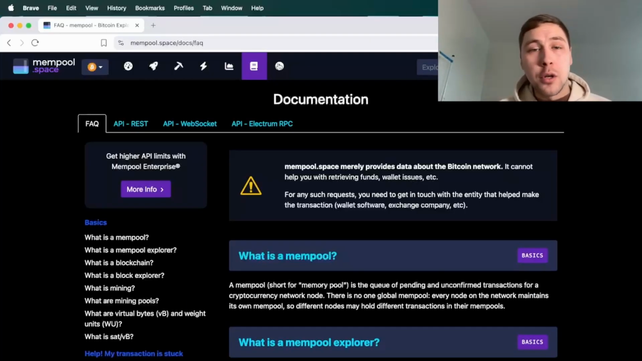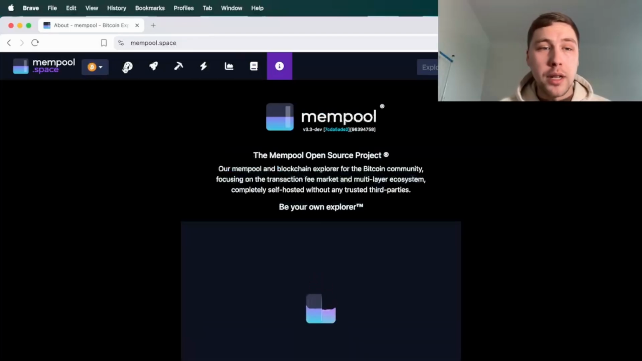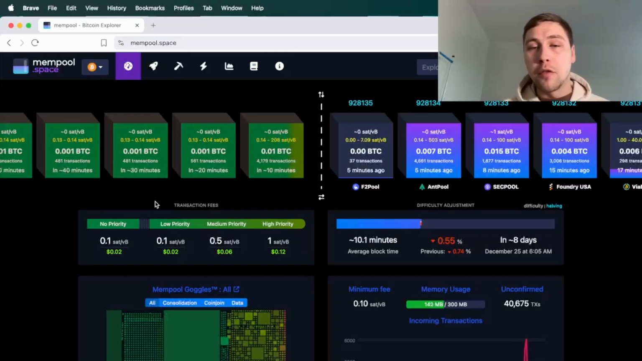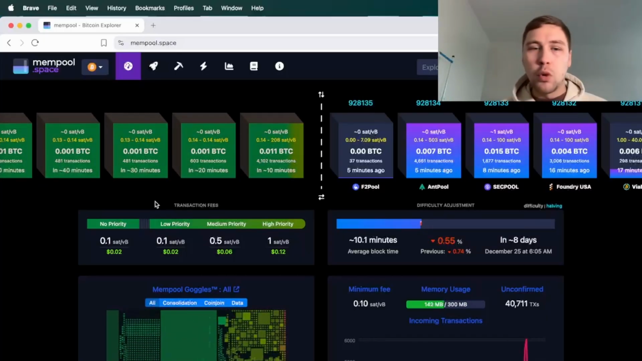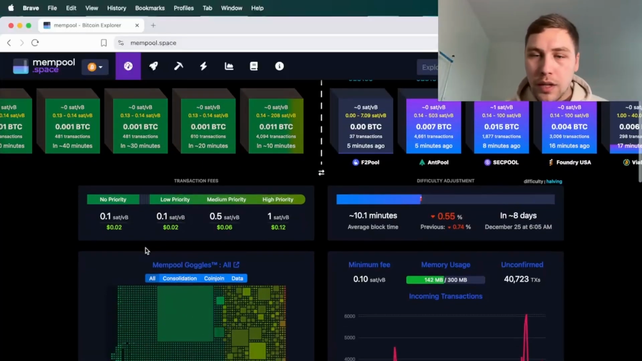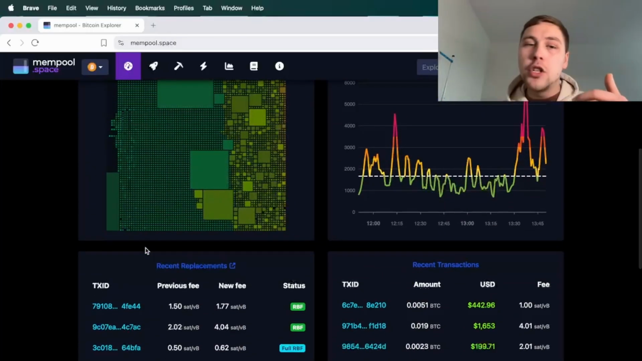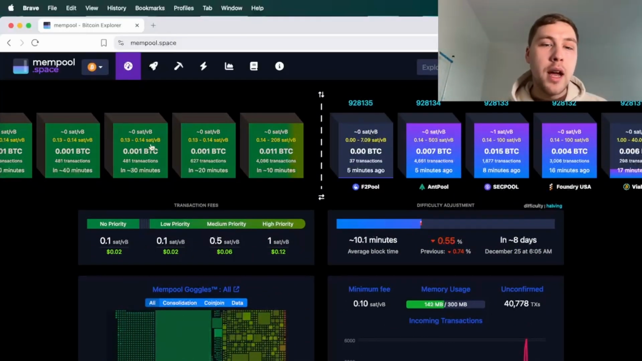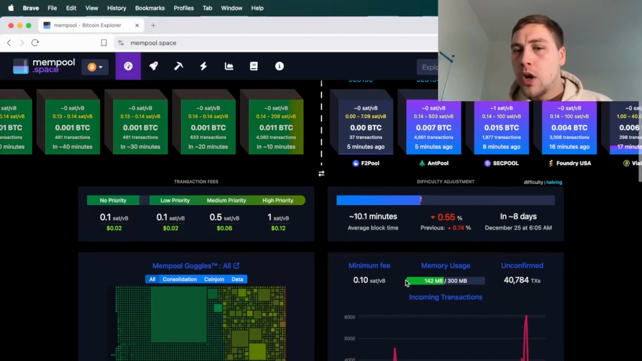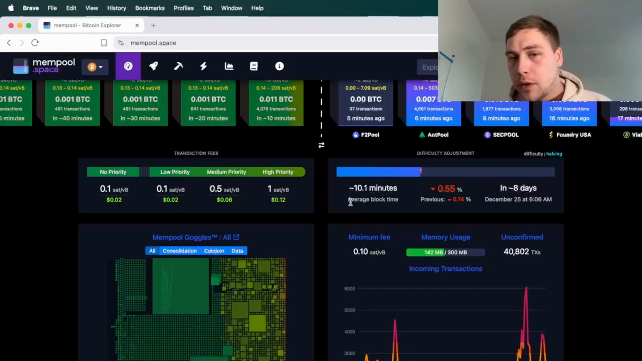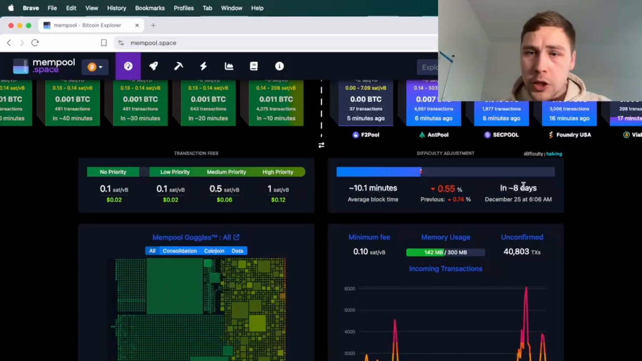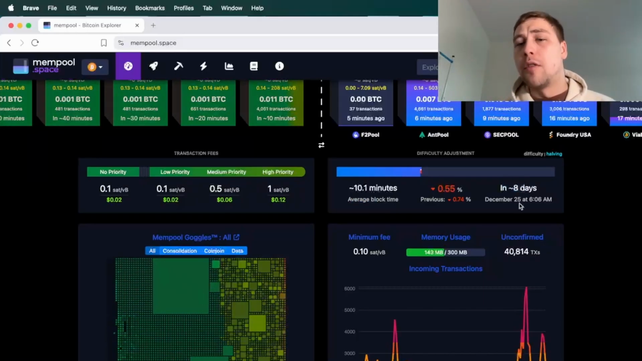So this is pretty much a quick overview of what mempool is. Mempool is very helpful for beginners to track their transactions, to play about, and to get to know a little bit what the blockchain is, what the mempool is, what the waiting times are, what the transaction fees are, what the difficulty adjustment is, and when it is coming. Here, there you go, difficulty adjustment, and it says the difficulty adjustment would be happening in around 8 days.